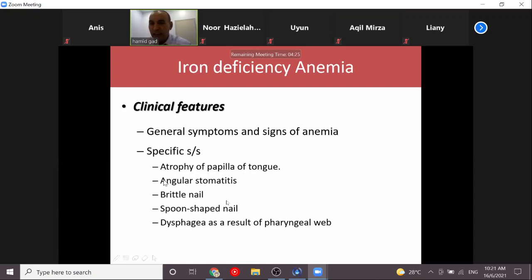And we can find some specific symptoms like atrophy of tongue papilla. The tongue becomes very smooth. This is called glossitis. Or there is angular stomatitis. The angle of the mouth becomes cracked with painful fissures. This is called angular stomatitis. Brittle nails, spoon-shaped, dysphagia, sometimes due to pharyngeal web. This one you can read.